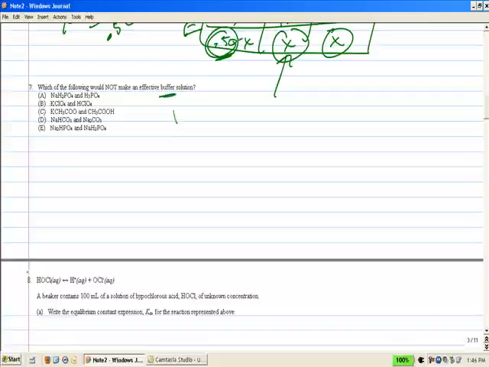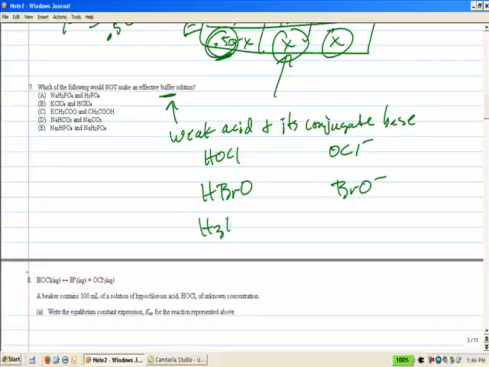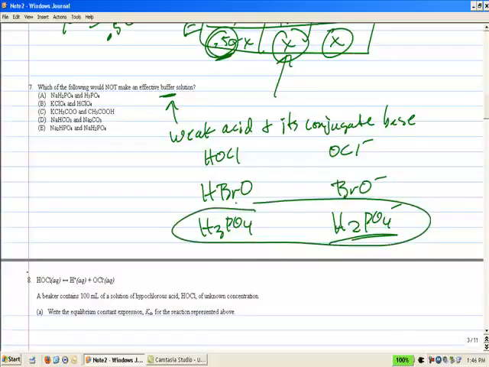A buffer solution is a solution in which you have either a weak acid and its conjugate base, such as a solution that contains HOCl and OCl minus, or, I don't know, HBrO, anything that's not one of the 7 strong acids, and its conjugate base. So for example, on A, you have H3PO4 as a weak acid, and is its conjugate base in there as well? Yes, it is. Once you lose the hydrogen, this is what you end up with. So that's a fantastic buffer solution.